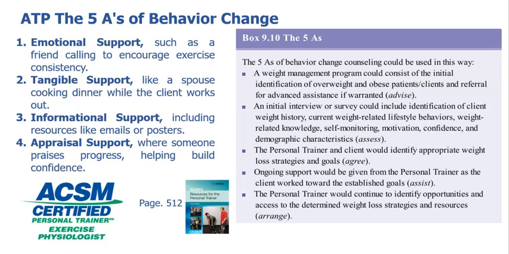And here we can observe the 5 A's of behavior change: assessing, advising, agreeing, assisting, and arranging. Additionally, there are 4 types of support. Emotional support, for example, a friend calling to encourage exercise consistency. Tangible support, like a spouse cooking dinner while the client works out. Informational support, including resources like emails or posters. And appraisal support, where someone, for example, praises progress, helping build confidence.